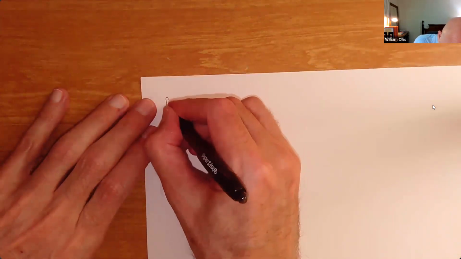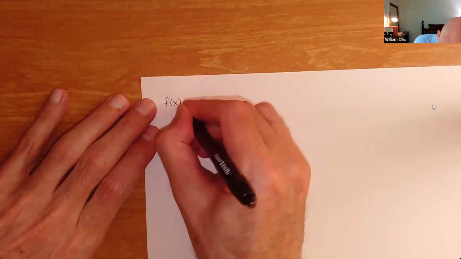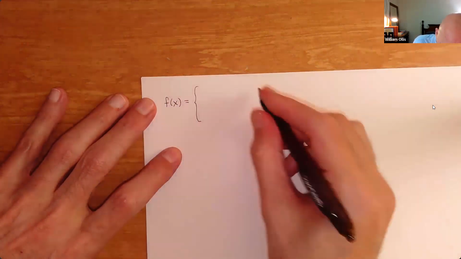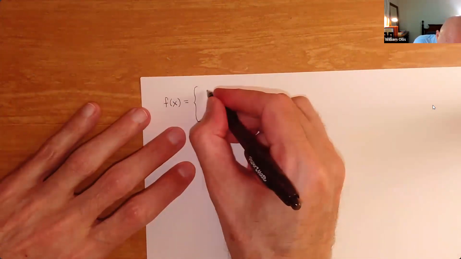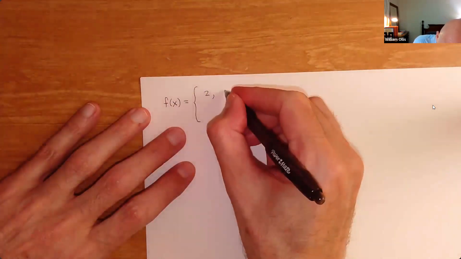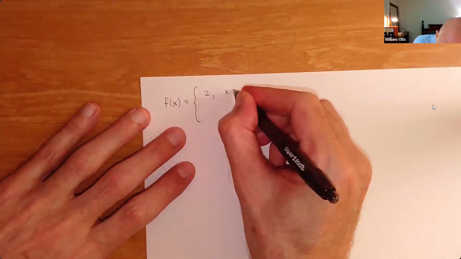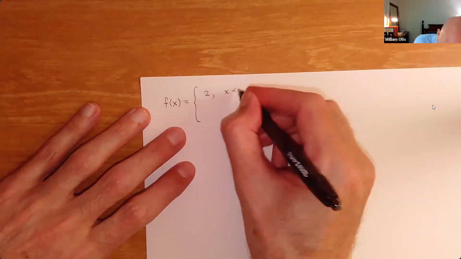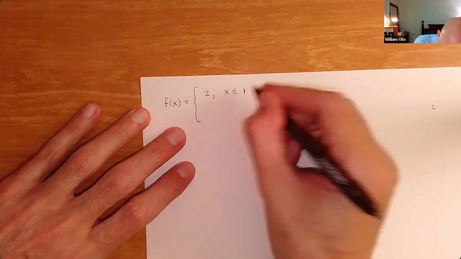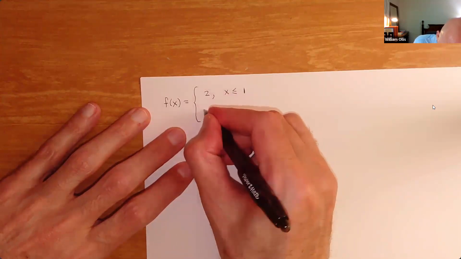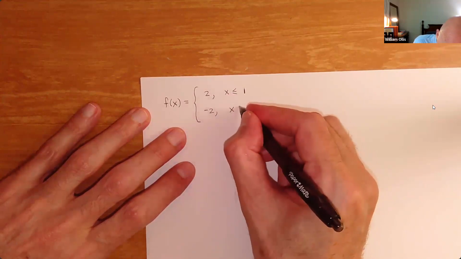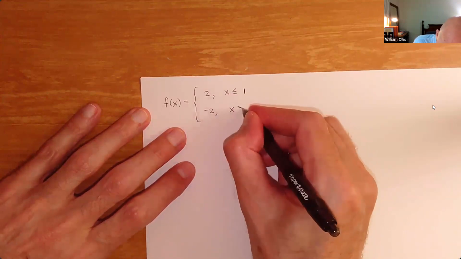So we have f of x. We'll have a function defined in pieces, a real simple one. Say we have f(x) = 2 when x is, well, let's just say less than or equal to 1, and we'll say -2 when x is, say, greater than 1.